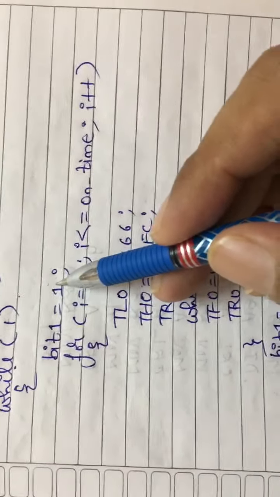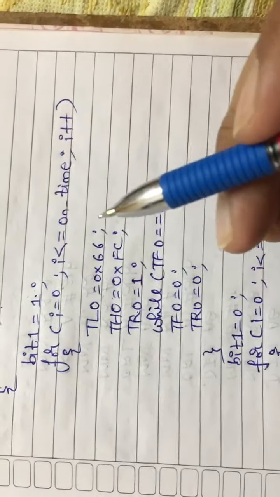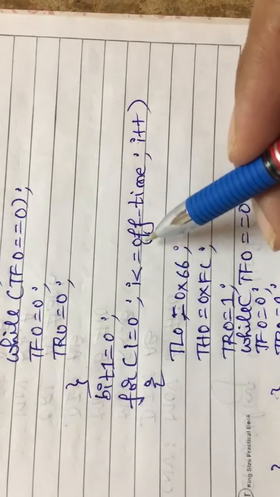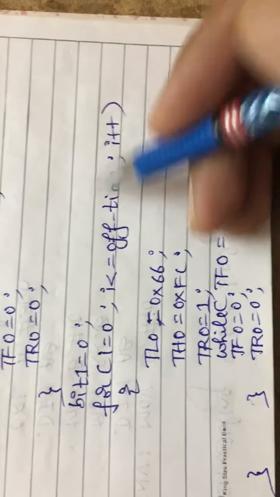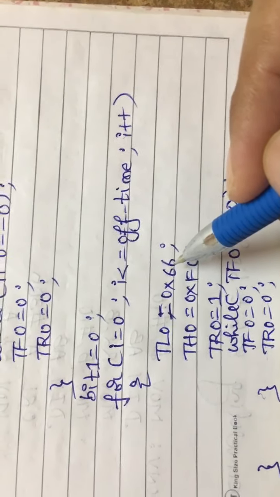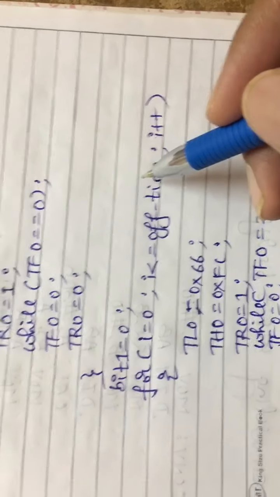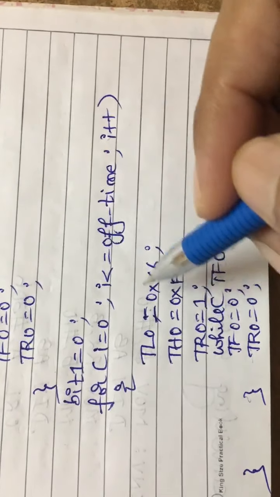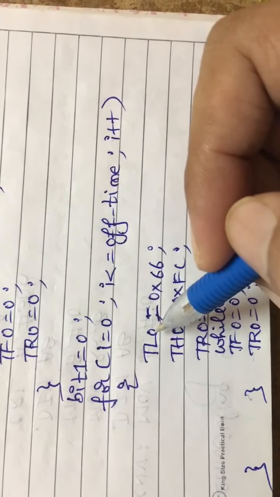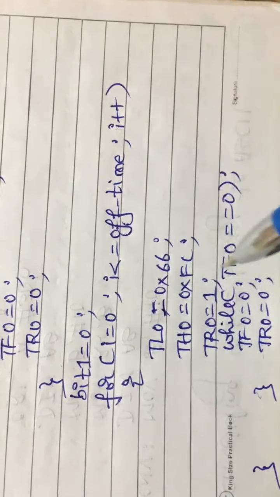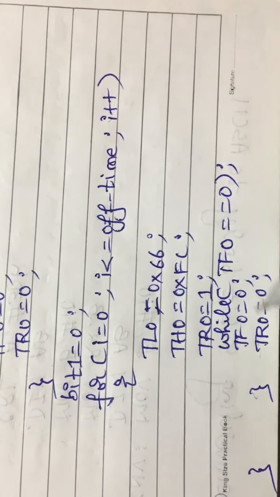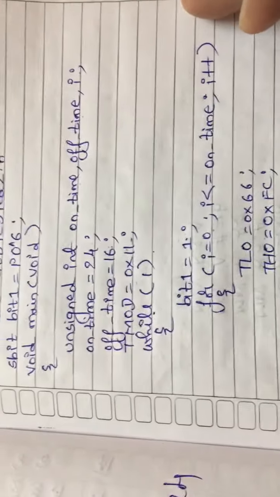If bit is equal to 0, then for i equal to 0, i less than or equal to off time, i plus plus. So give the value that is off time, that is 66 FC. The same value is to be taken inside the timer registers. TR0 equal to 1, while TF0 is equal to 0, TR0 equal to 0. So this is a very simple program, right?